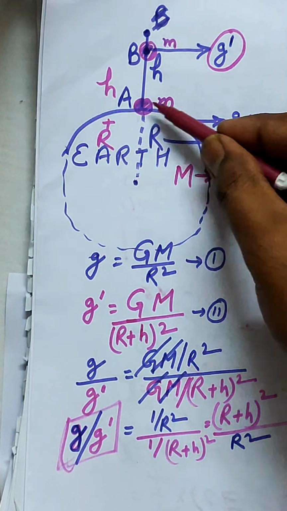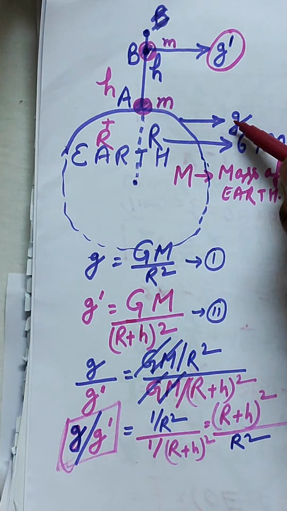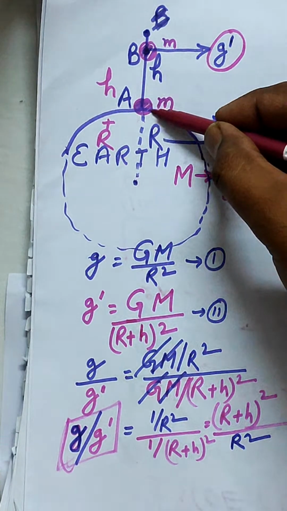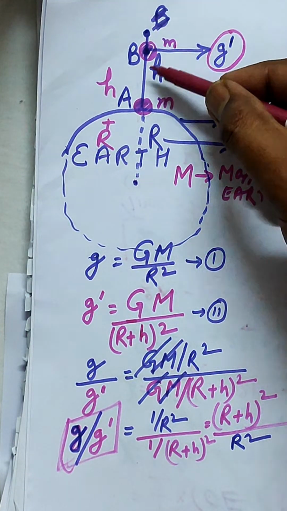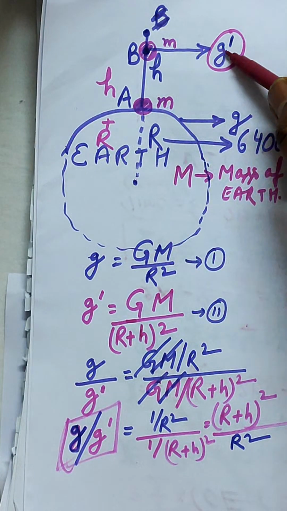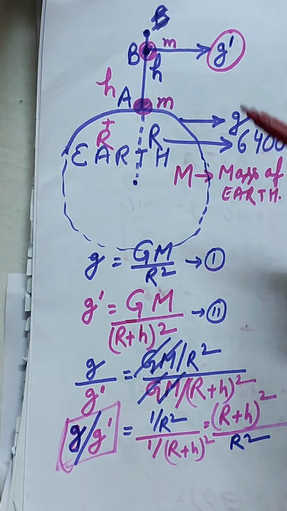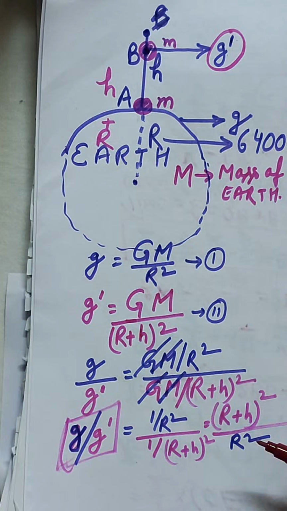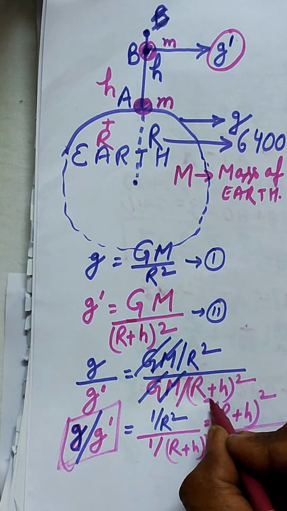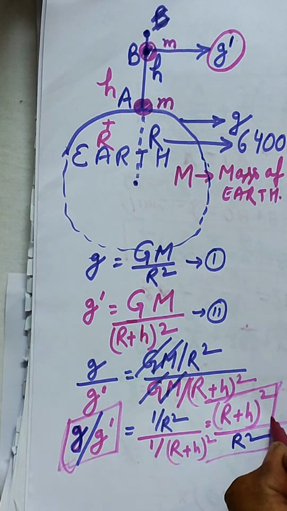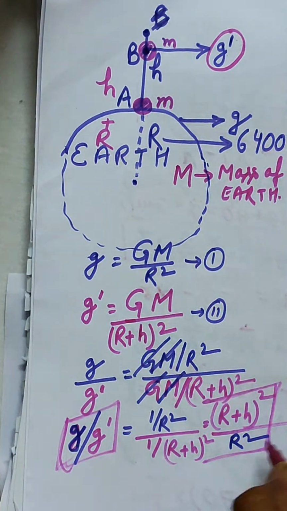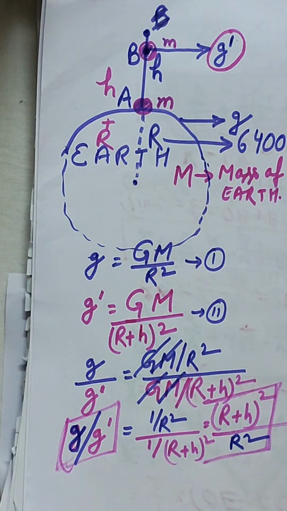So this is the relation which is derived: g by g dot, that means the acceleration due to gravity at the surface of earth is a small g, then after raising that same mass m up to height h at a point b, the new acceleration of gravity is g dot, then g by g dot can be written as equal to the ratio of R plus h whole square divided by R square, right? Now let us solve a few questions on it so that you can understand it better.